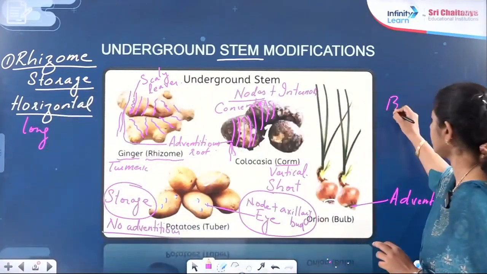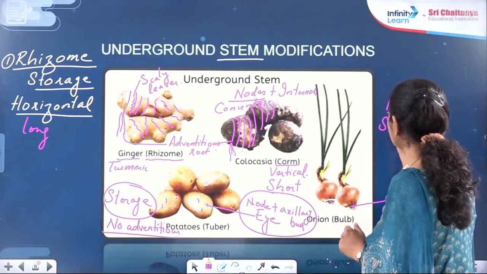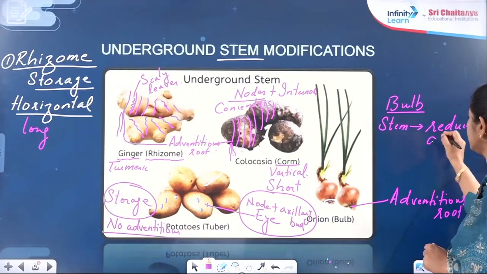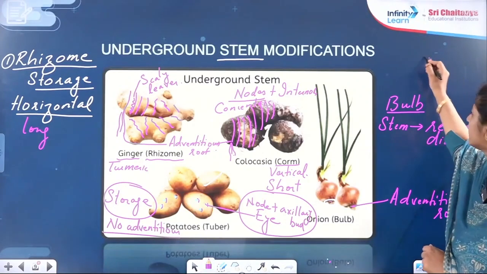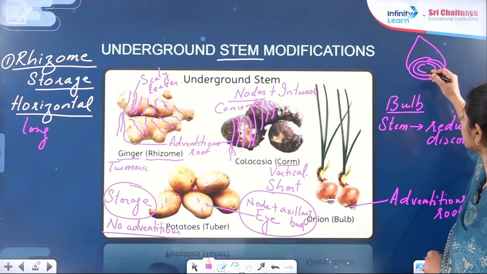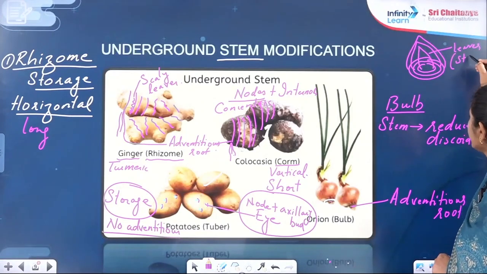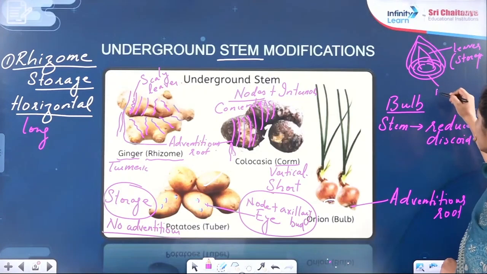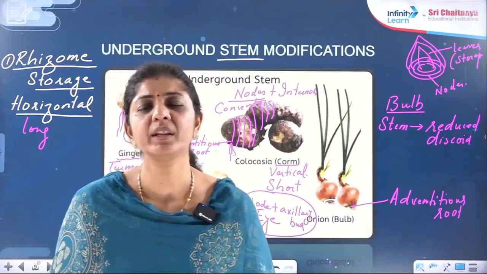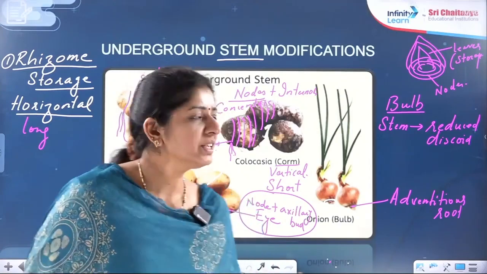In the case of bulb, the storage is happening in case of leaves. Then what is about the stem? Stem is reduced and discoid. Discoid means it is like a disc. Nodes and internodes will be like this. And from each node, leaves are coming up. And you know that leaves are for the storage. These are the nodes, right? So concentric type of the nodes will be there in case of the onion in their bulb, means in their discoid stem.